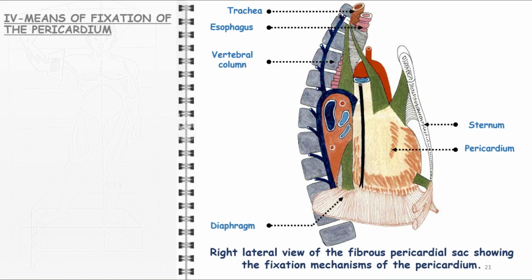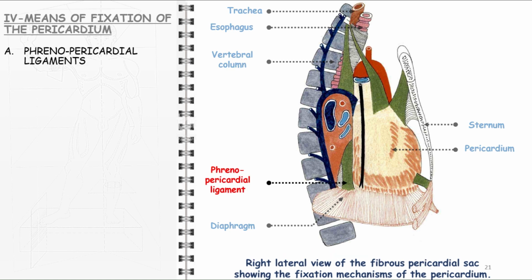Let's delve now into the means of fixation of the pericardium. The pericardium is connected to the skeletal structures and adjacent organs by fibrous formations known as ligaments. The following ligaments can be distinguished. Right and left phreno-pericardial ligaments connect the anterior sides, right and left, of the inferior face of the pericardium to the corresponding parts of the diaphragm.